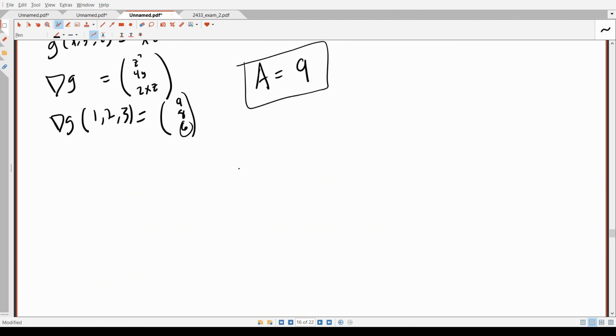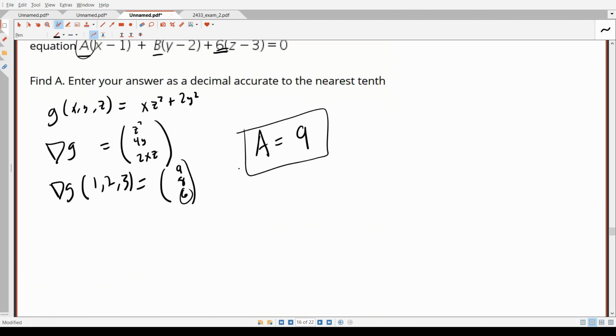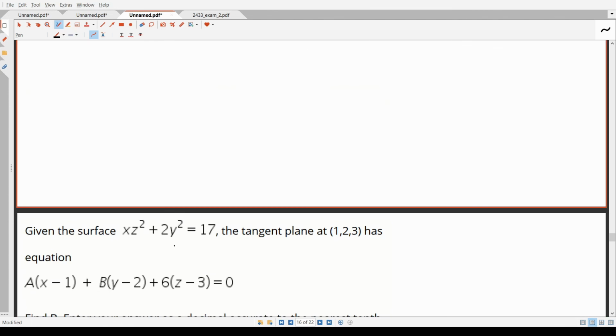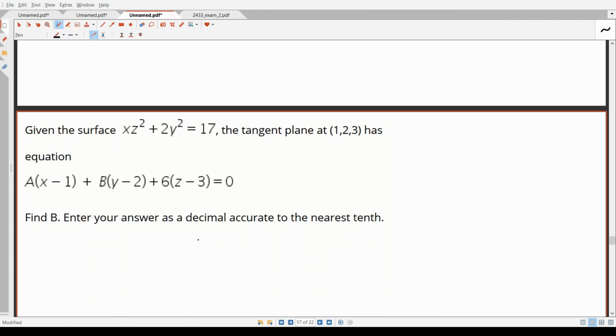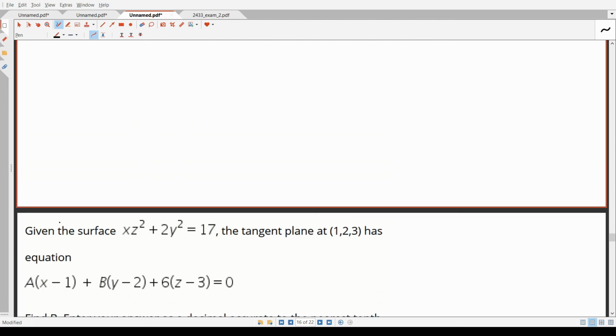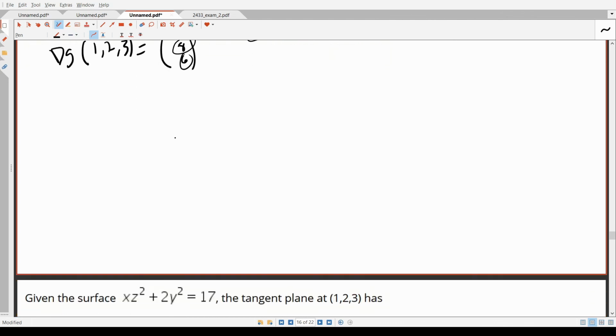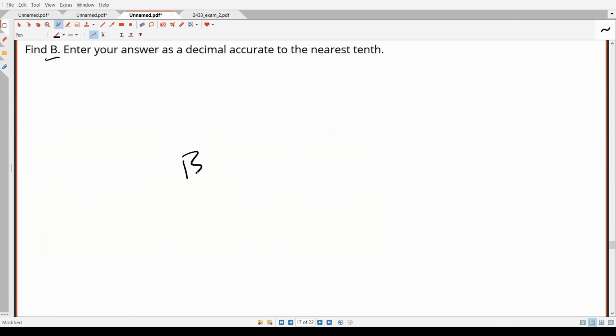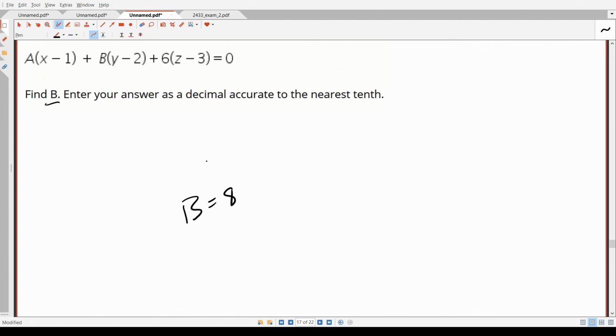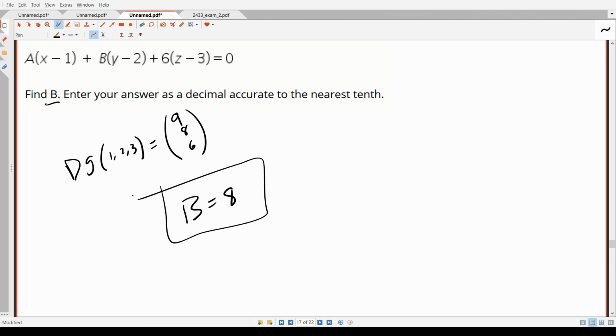Okay, so if I do the same thing, is this the same function? I think it's the same function. xz squared plus 2y squared, yeah. So it's the same function, except now it asks for b. So I can reuse the same answer because I already computed this. B is going to be the second component. That's going to be the 8. So I have b equals 8. Right, because I have the gradient of g at 1, 2, 3 was equal to 9, 8, 6.